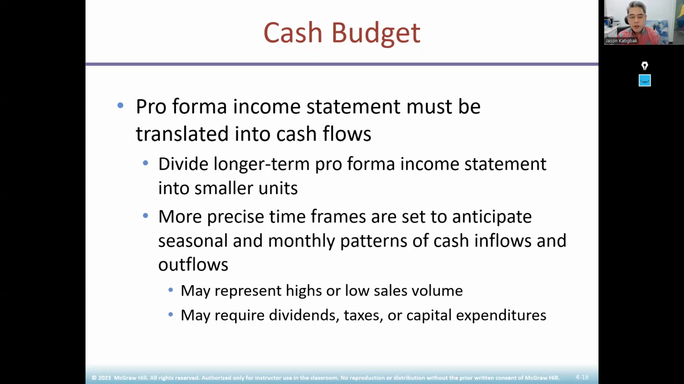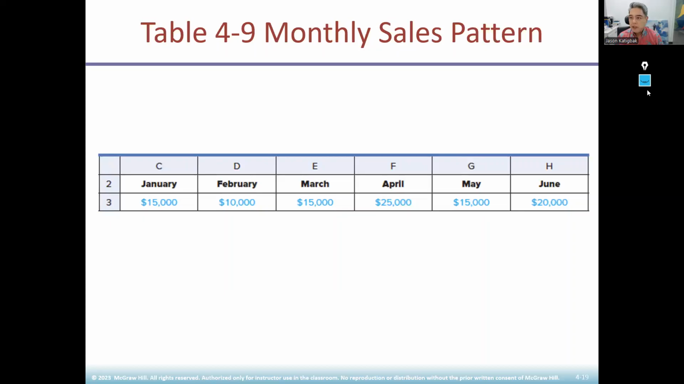and then the difference would be your cash balance. Now, we are assuming, when we go to the next slide, that there is a minimum cash balance of 5,000 per month. So we're going to incorporate that in our analysis as well. I'm going to go to the next slide before we go to the Excel file.